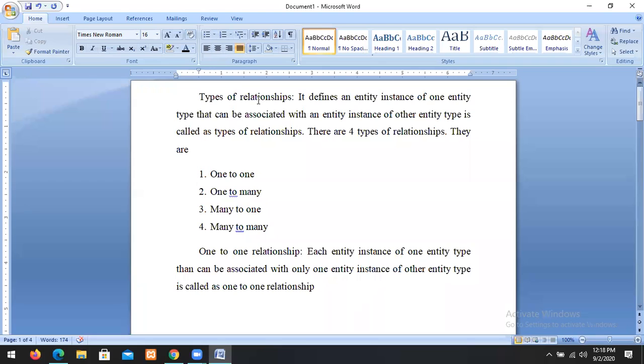There are four types of relationships: one to one, one to many, many to one, many to many. So what is one to one relationship? In one to one relationship, each entity instance of one entity type can be associated with only one entity instance of the other entity type. That is called a one to one relationship.